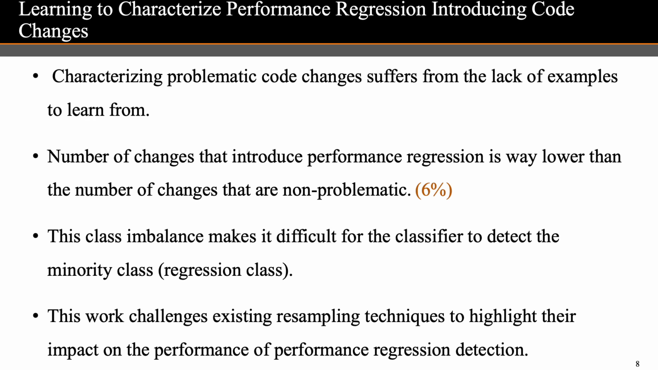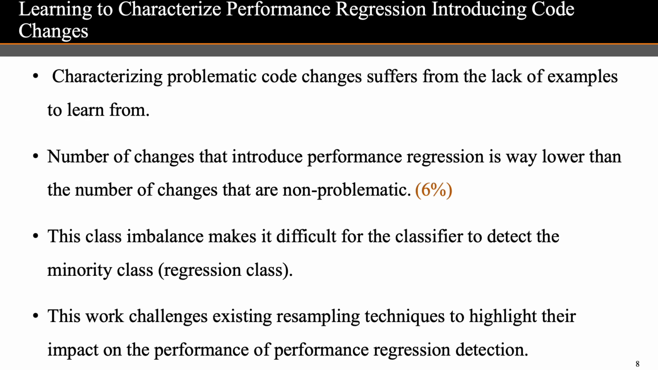Though characterizing performance-problematic code changes seems to be a good solution, it suffers from the lack of examples to learn from. The problematic commits percentage is only about 6%. This severe imbalance makes it difficult for the classifier to detect the minority problematic class.